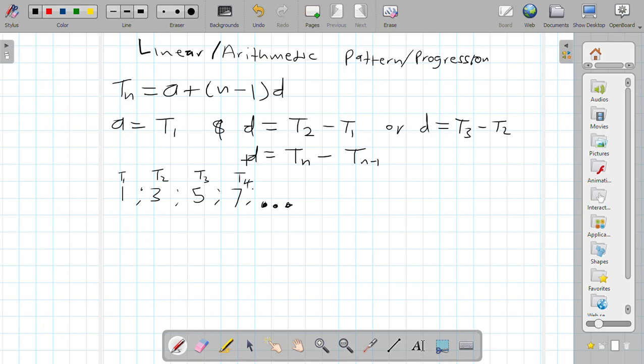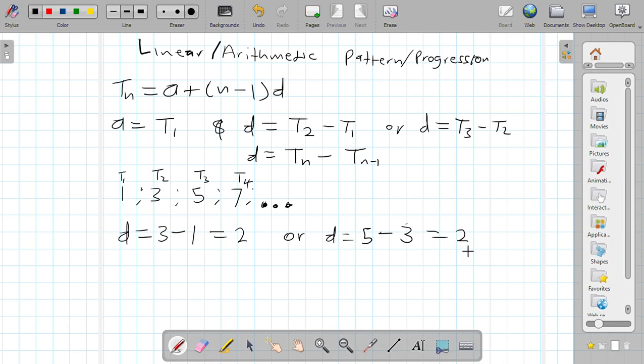To calculate the difference, we have d equals term 2 minus term 1, and as you can see from our pattern, term 2 is 3 minus 1, so this is equal to 2. Or you have d equals term 3 minus term 2. Substituting, term 3 is equal to 5 and term 2 is equal to 3, so we have 5 minus 3, which is equal to 2.